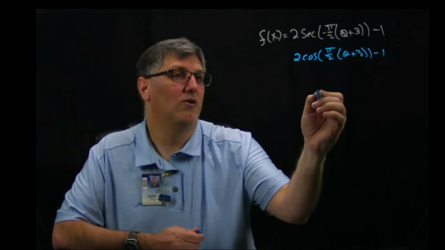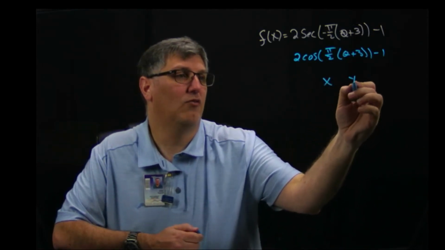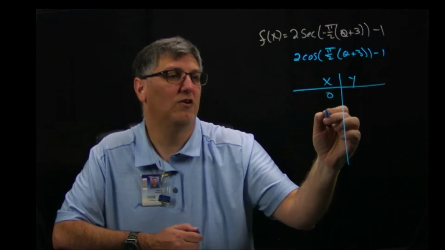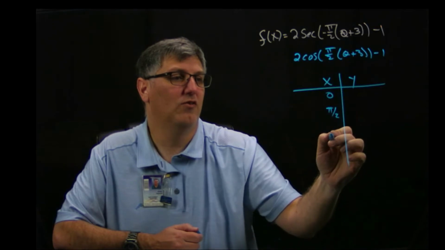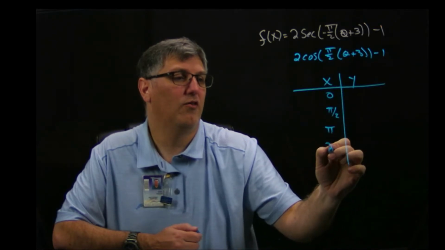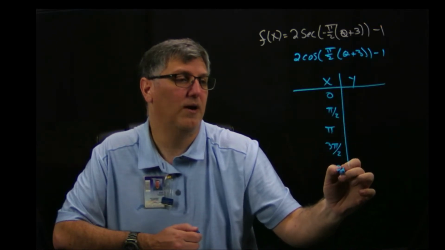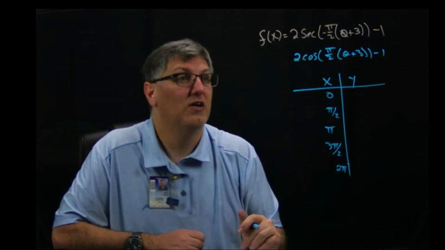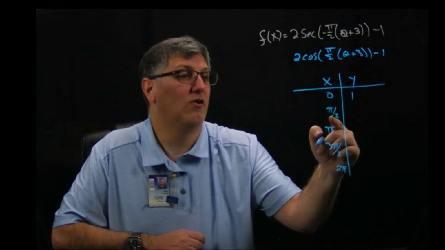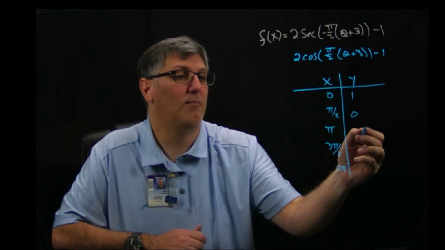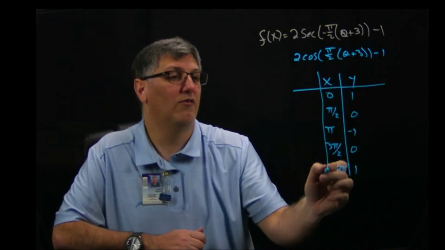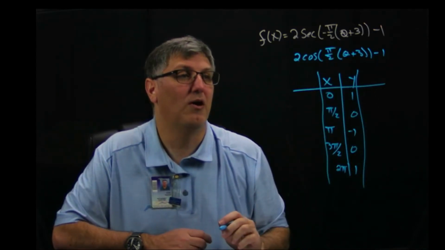All right, so let's do this. I'm going to do my table, my x, y. I'm going to pick important points, such as 0, pi over 2, pi, 3 pi over 2, and 2 pi. These are all just basically the axes on your unit circle. So cosine at 0 is 1, cosine at pi over 2 is 0, cosine at pi is negative 1, 0, 1. You should have those down once you have your unit circle memorized.